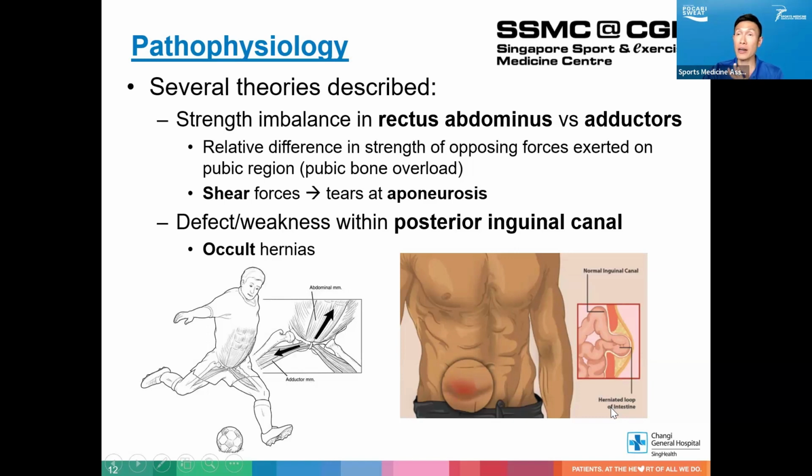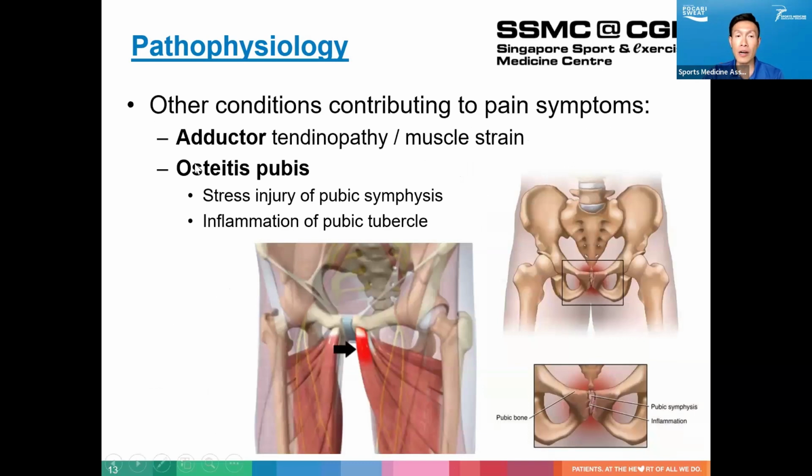So we're saying that sports hernia is not a true hernia. But perhaps in sports hernia, the intestines have not fully herniated out, and it's just an early stage causing these symptoms. So this is again one of the theories described as to what may contribute to a sports hernia. Okay, other conditions contributing to the pain symptoms, and again, because sports hernia is a bit like a syndrome, right?